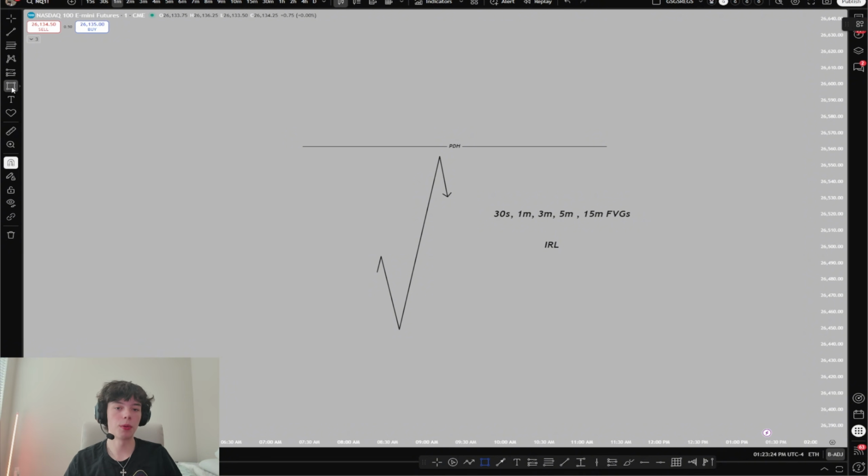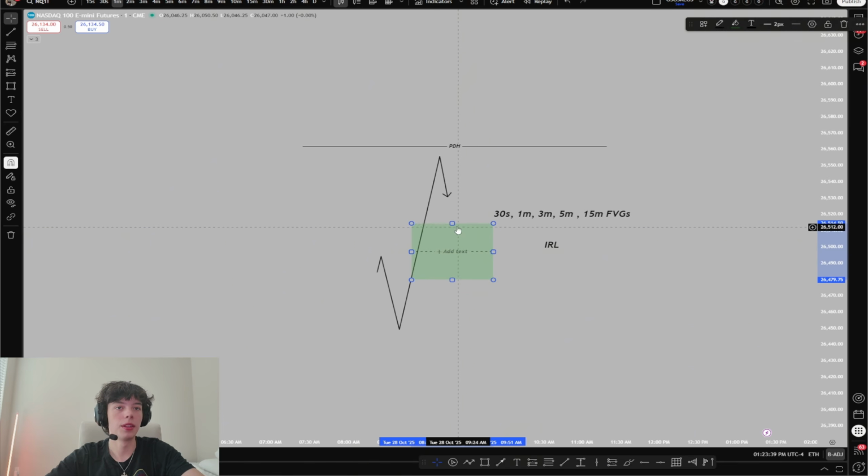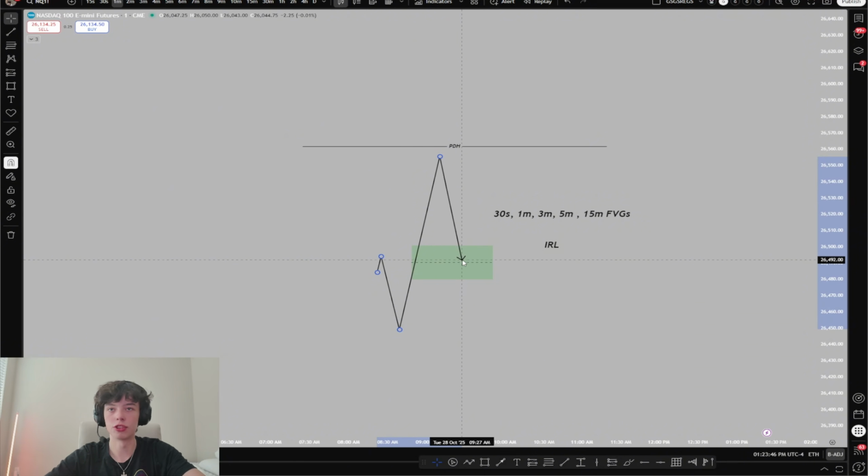All right, so now here's what we're actually going to be looking for inside of this price leg. We have 30-second, 1 minute. I didn't add 2 minute, but 2 minute counts. All sorts of fair value gaps, but I do 30-second through 5 minutes and 15 minutes inside this price leg. We're looking for a fair value gap. We essentially want price to manipulate into this gap and then form an entry out of here.